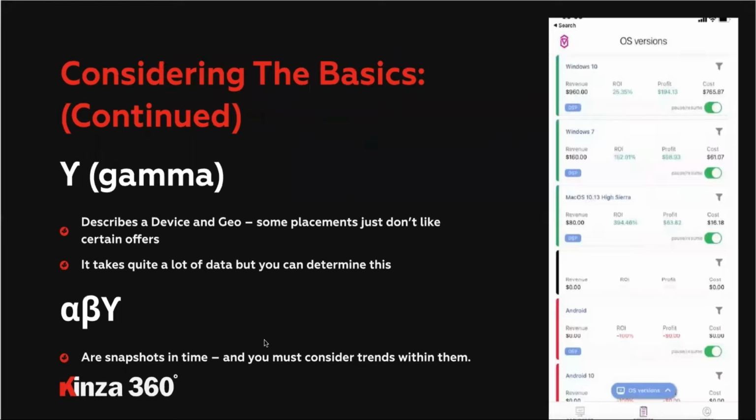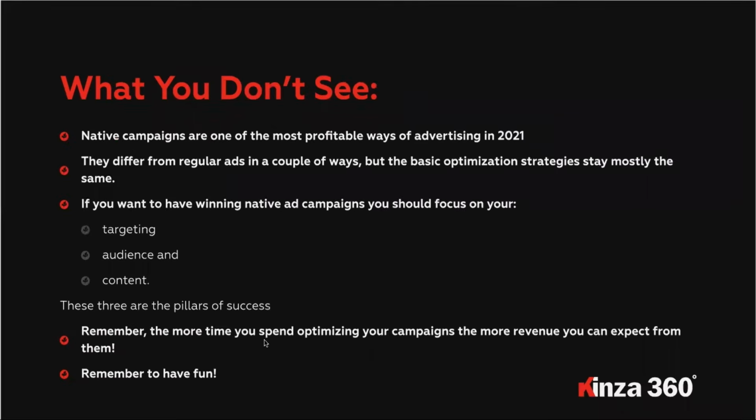And considering the basics, we have gamma, device, and geo. Some placements just don't like certain offers. That's how it is, and it's good for you to know. It takes quite a lot of data, but you can determine this. And the snapshots in time are important because you want to consider the trends within them, right? So always look for the information that's not obvious to you. And I really wanted to add a few more of the things that you don't see.